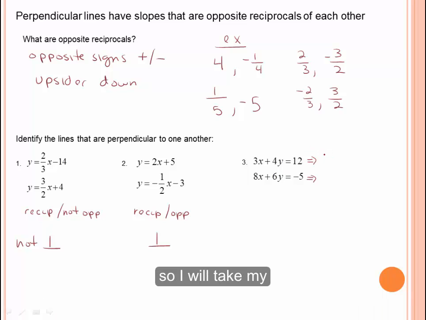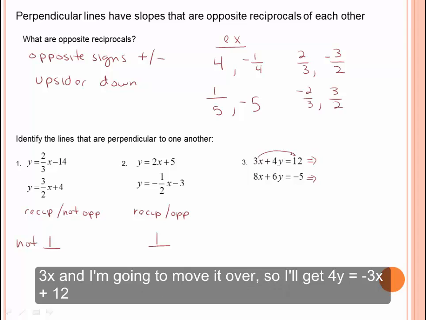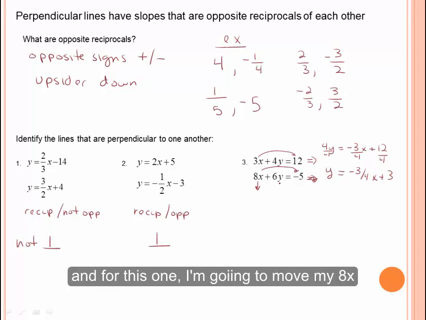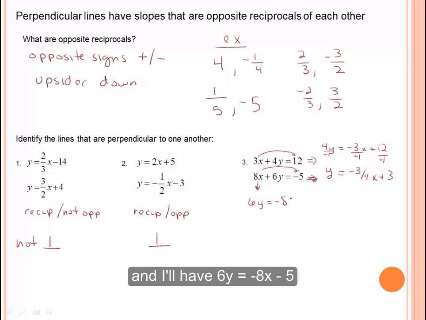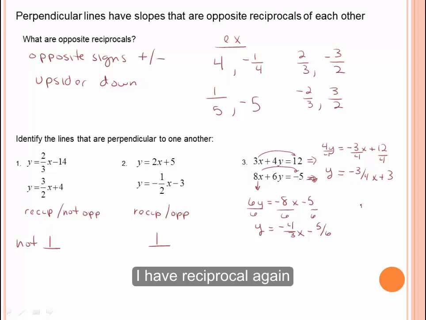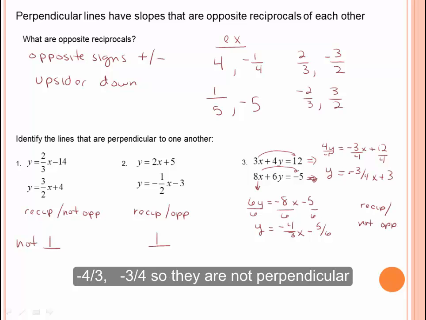So I will take my 3x and I'm going to move it over, so I'll get 4y is equal to negative 3x plus 12. Then I'll divide everything by 4, and I'll have y is equal to negative 3/4 x plus 3. And for this one, I'm going to move my 8x, and I'll have 6y is equal to negative 8x minus 5. I'll divide everything by 6 to get y is equal to negative 4/3 x minus 5/6. I have reciprocal again, but not opposite. Negative 4/3, negative 3/4, so they are not perpendicular.